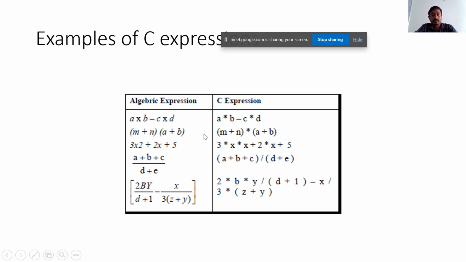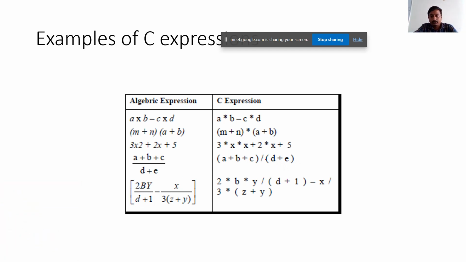Now in this fourth example, if I forget to put this bracket in the denominator, what will the result be? This first bracket will be considered, and d will divide only this first bracket, and e will be considered outside of that. So it will be like this.